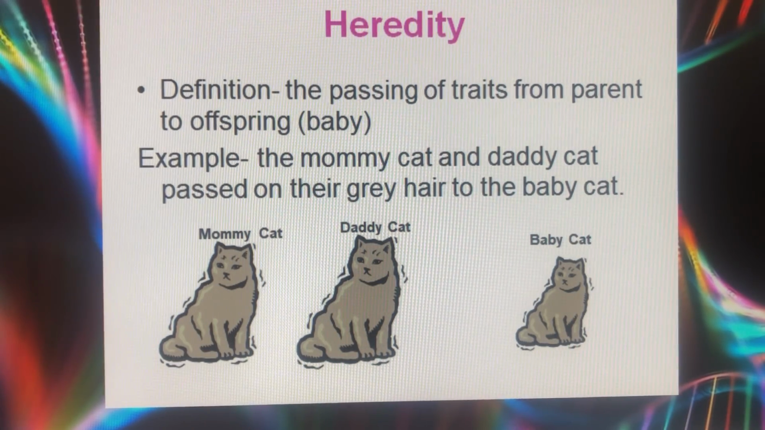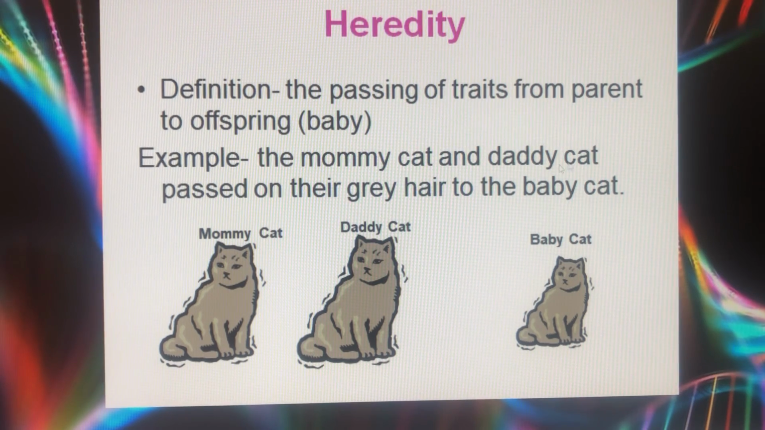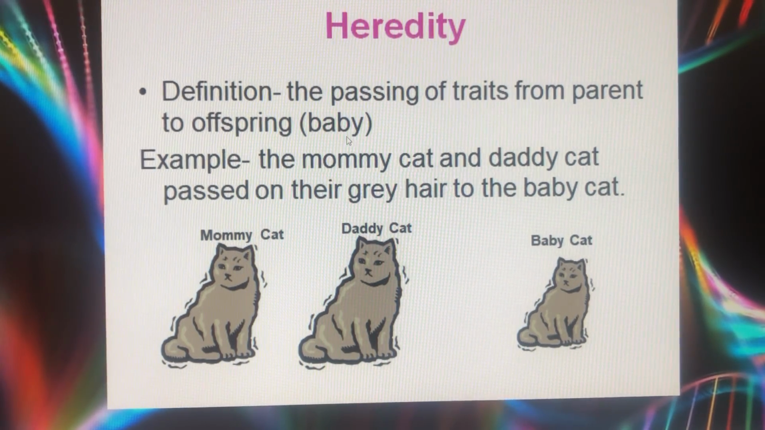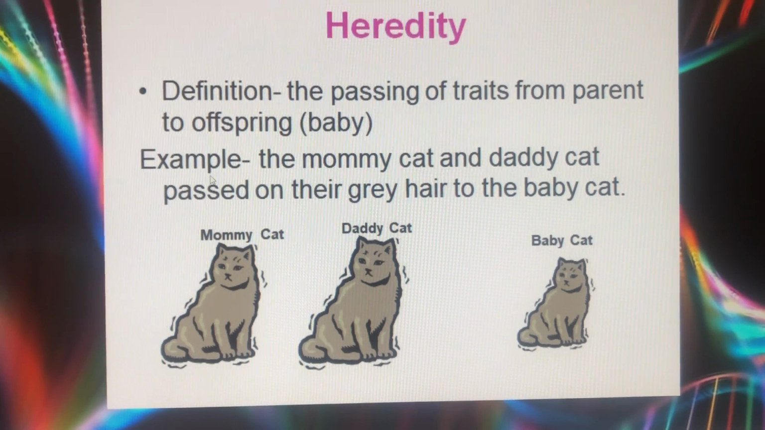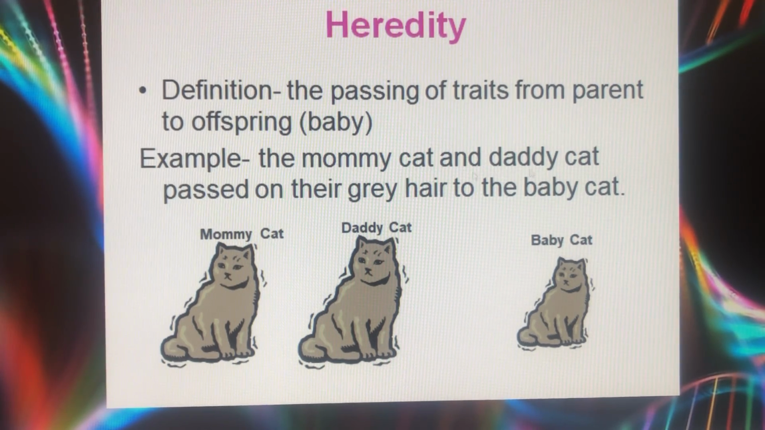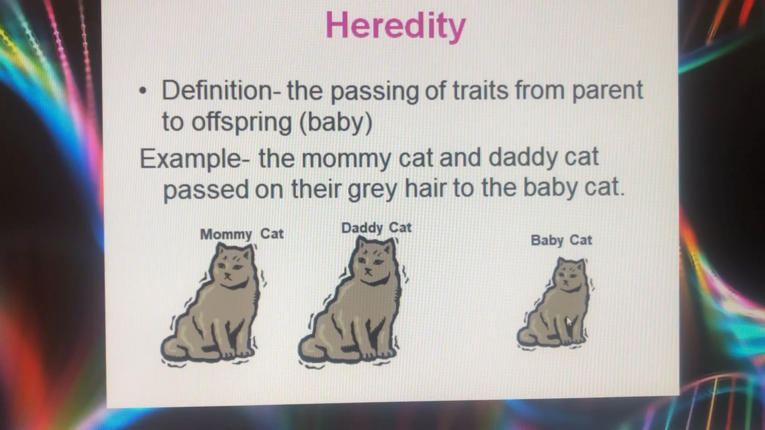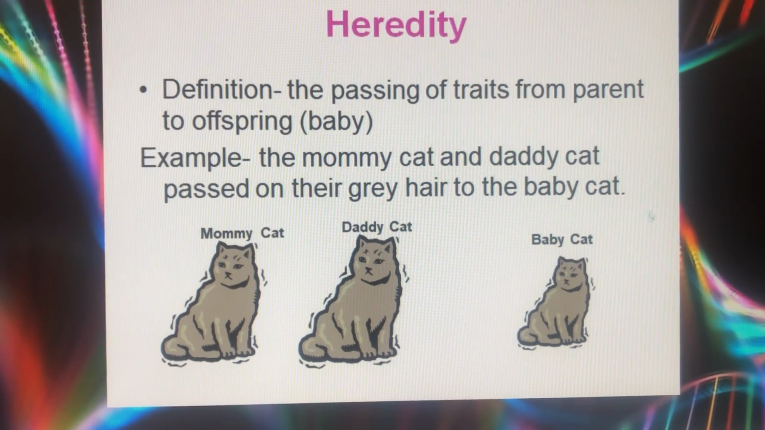Okay, so what is heredity? Heredity is the passing of traits from one parent to offspring. Remember, offspring are the babies, the children. Example is the mommy cat and the daddy cat passed on their gray hair to the baby cat. So we've got the mom cat over here, and then we've got a dad cat, and guess what? The baby cat also has gray hair.